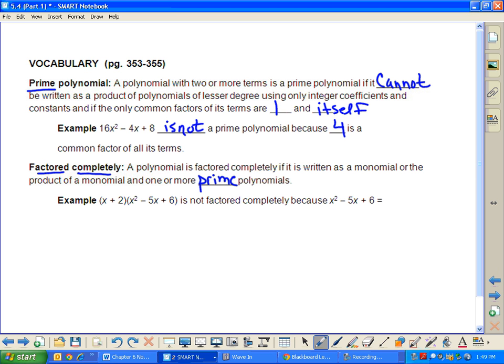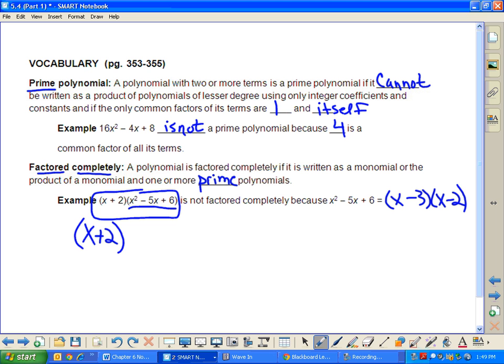In addition, you might look down here. There's another example: x plus 2 times x squared minus 5x plus 6. That is not factored completely because this guy right here is not a prime polynomial. A prime polynomial would be x plus 2 because I can't take anything else out of it. But x squared minus 5x plus 6 can actually be rewritten as x minus 3 times x minus 2. So to write it in completely factored form, we would write x plus 2 times x minus 3 times x minus 2. That is factored completely.